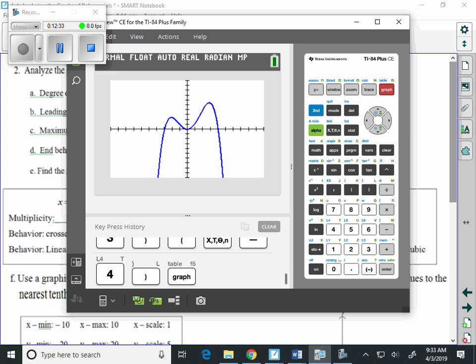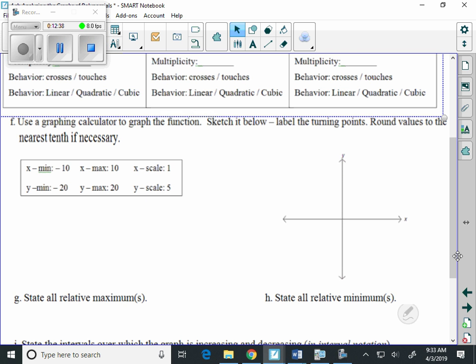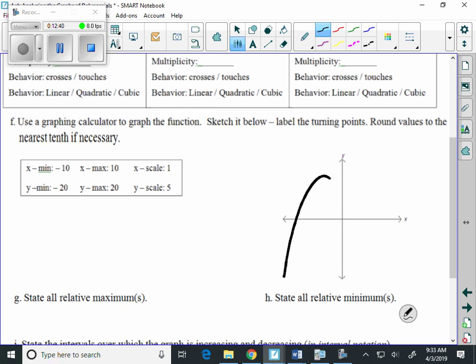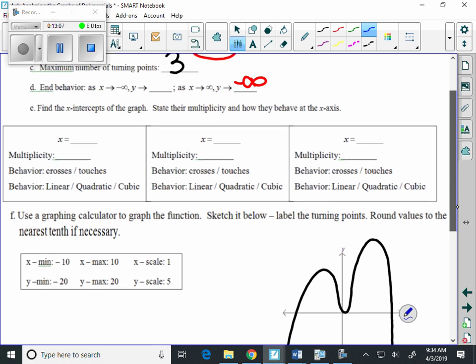So we're going to draw a rough sketch down here in part F. Looks something like that. And once we see the picture, either on our calculator or on our drawing here, we see that as x approaches negative infinity, as we're going towards the left, we're going downward towards negative infinity.